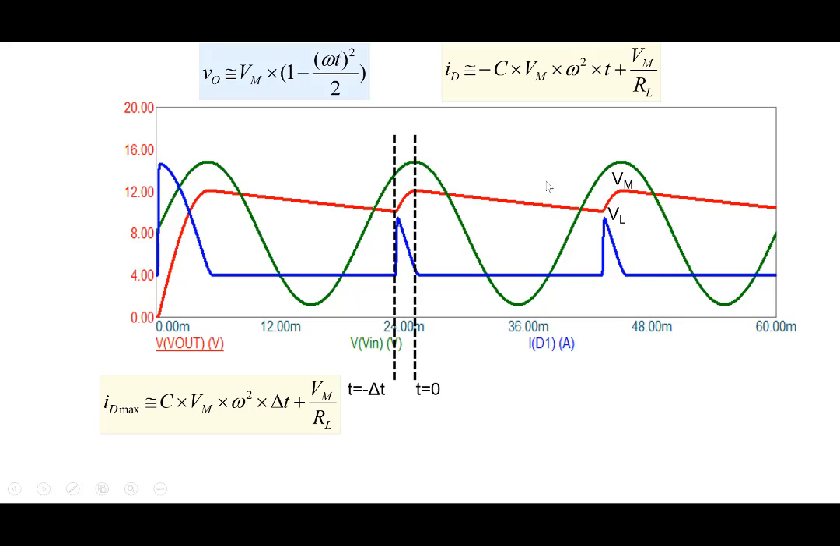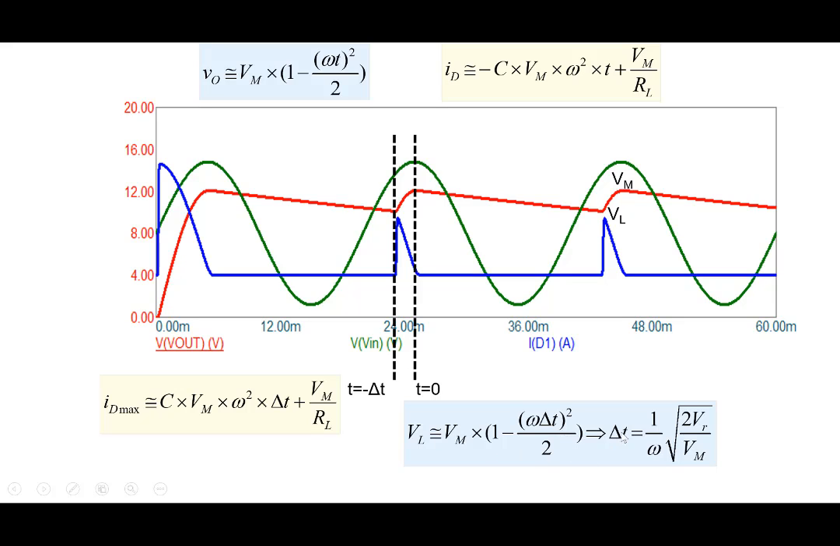We can use this equation to calculate delta t, because this approximate equation is valid in this particular region. It's a cosine curve, but because we are close to the peak, it can be approximated by this. So we can put in this value: VL will be equal to Vm times 1 minus omega delta t square by 2.